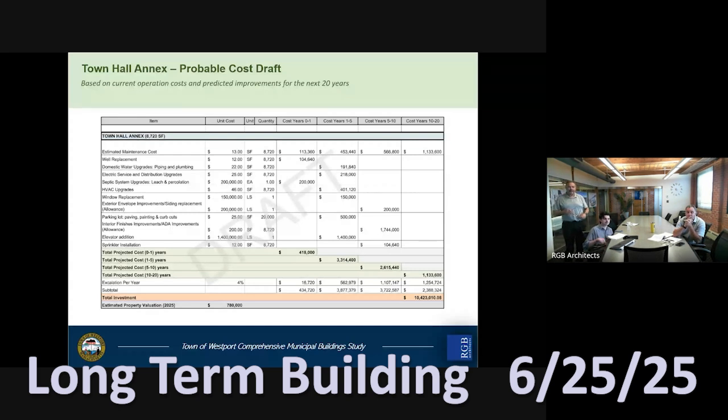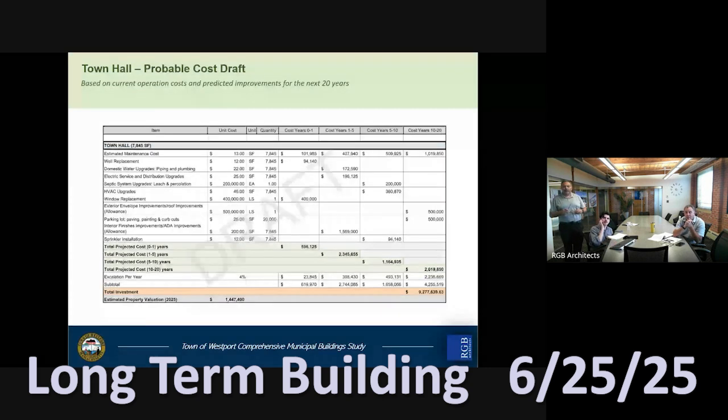We can go to the next slide. That's the annex, just the annex. This is the town hall. Town hall's 9.2 million. Again, if you look at cost 0 to 1, it's relatively inexpensive. The costs really exceed and go up higher when they go to that higher year.